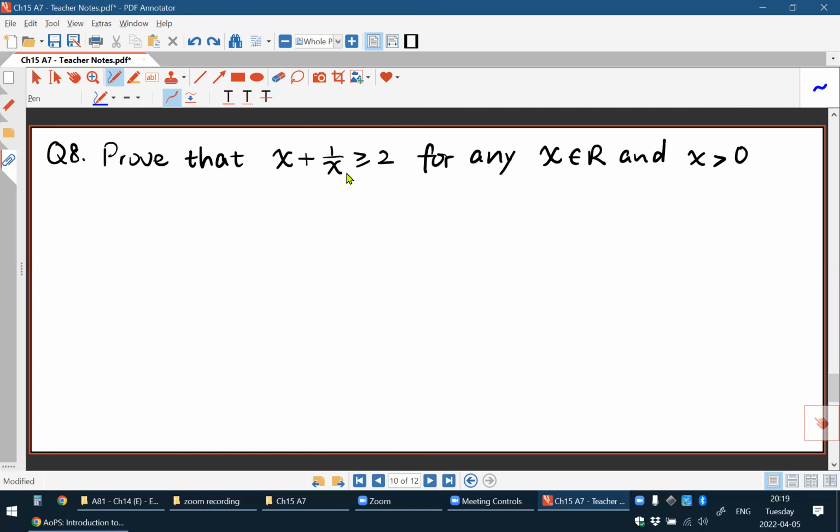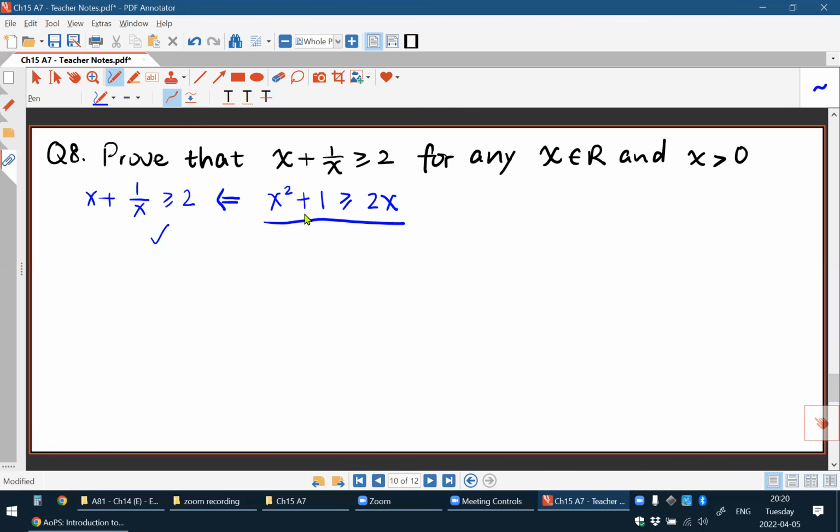Prove that x plus the reciprocal of x is always greater than or equal to 2 for any x belonging to the real numbers and x greater than 0. Okay, we can say that in order to prove x plus 1 over x greater than or equal to 2, let's consider, because x is a positive number, if we can prove that x squared plus 1 is greater than or equal to 2x, then this one must be true, right?